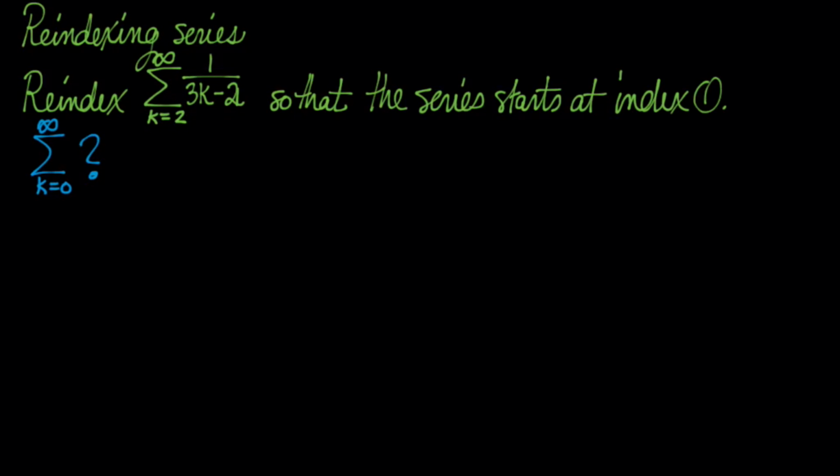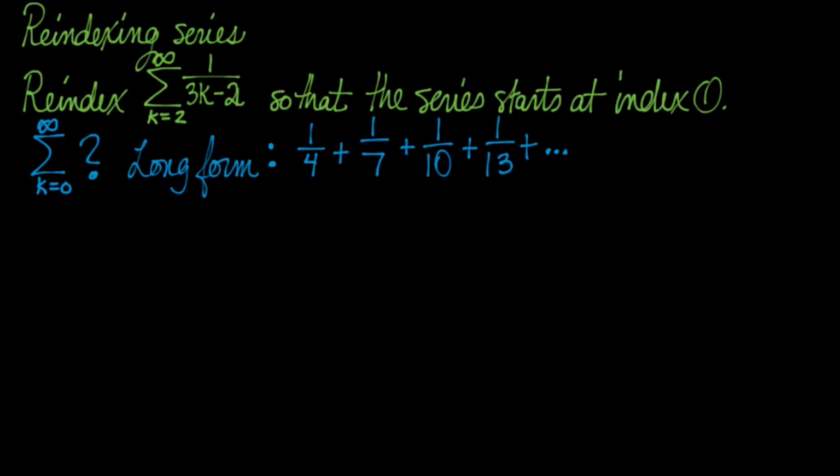I want it to start at 0 at the bottom and go to infinity. But the problem is that this expression is going to change, and I have no idea what it's going to be. So I'm going to start by writing out the first terms of the series in long form. It just helps my brain to do that. I substitute k equals 2 in here, then k equals 3, then k equals 4, and then k equals 5. On top of that, I'm going to help myself by writing down which index goes with which term. This is the k equals 2 term, the k equals 3 term, the k equals 4 term, the k equals 5 term.